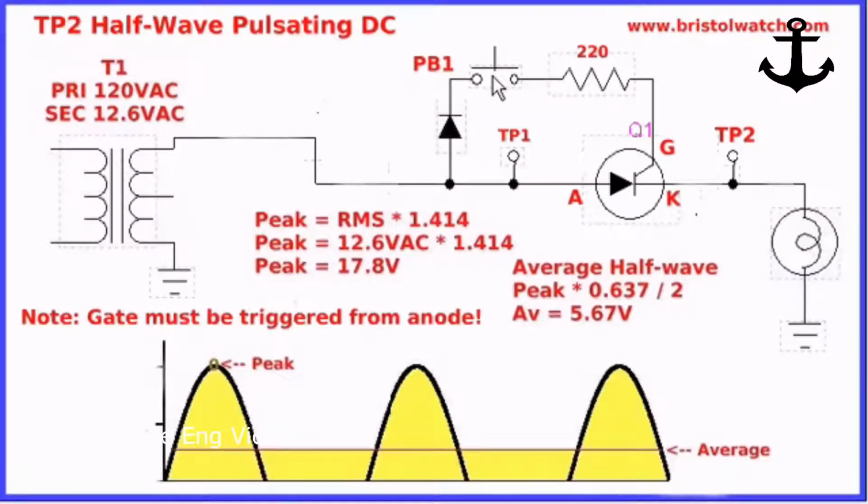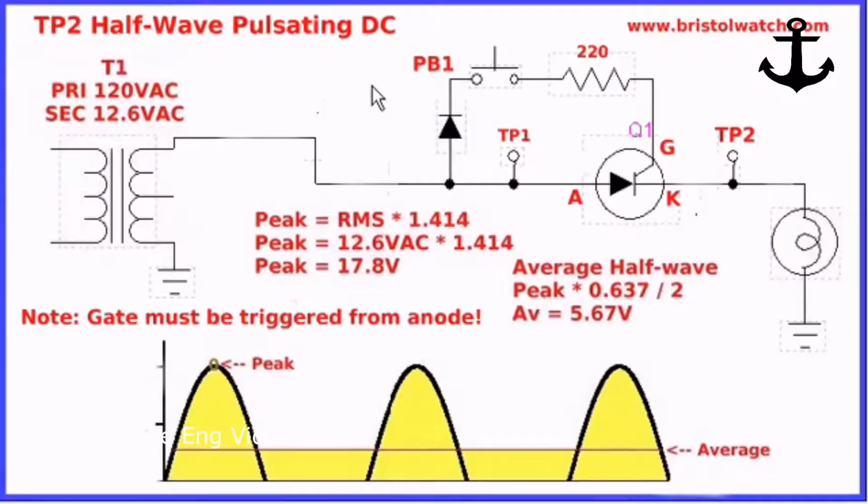If I press PB1, this will turn on, and the waveform across my light bulb, which is my load this time, is half wave. Everything else on average, RMS, and so forth is exactly the same. Note that the gate must be triggered from the anode side of the circuit.